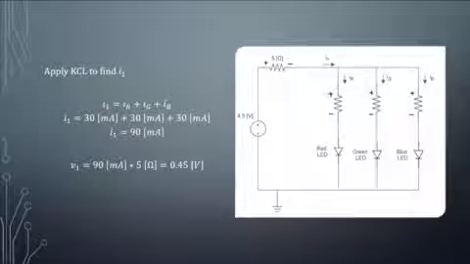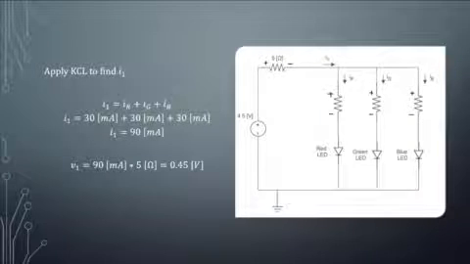We will first apply KCL to find the current running through the 5 ohm resistor, labeled I1. Doing this, we have that I1 is going in and the currents through the LEDs going out. We input the given currents through the LEDs and find that I1 equals 90 milliamps. We can also calculate the voltage drop across the resistor using Ohm's law, so V1 equals 0.45 volts.